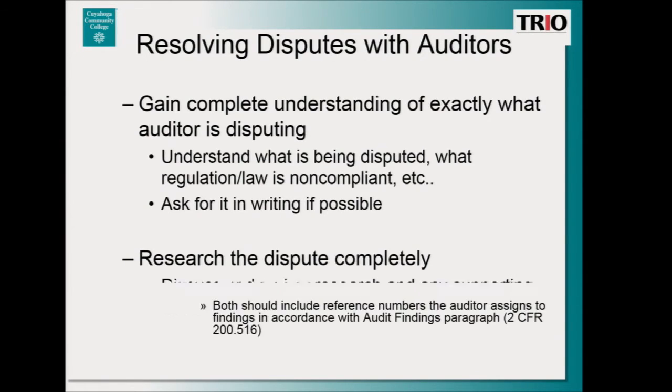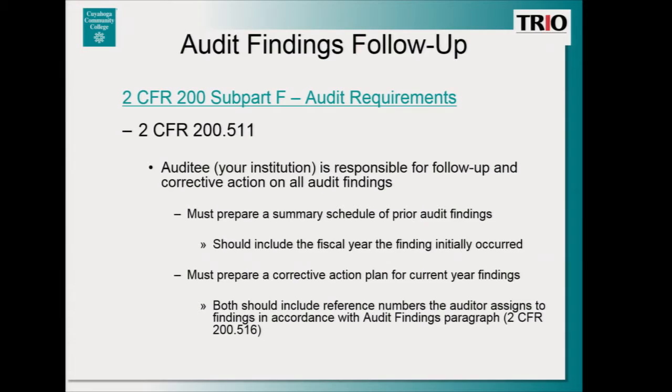This brings us into the uniform guidance again. In the uniform guidance, it has audit requirements, and part of that is audit findings follow-up. You're responsible for the follow-up and corrective action of all audit findings. You must prepare a summary schedule of prior audit findings, which should include the fiscal year the finding initially occurred, and a corrective action for current year findings. And both should include the reference number the auditor assigns to the findings in accordance with 2 CFR 200.516.